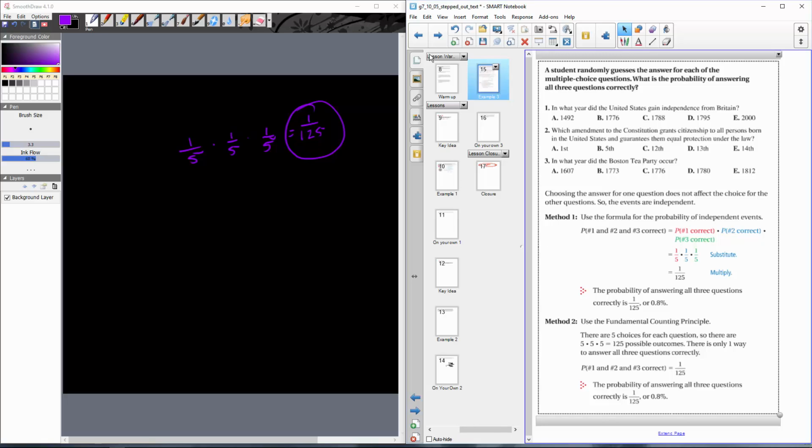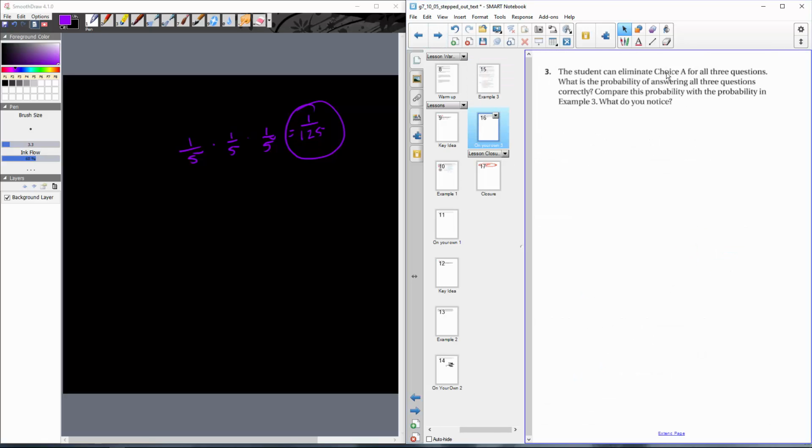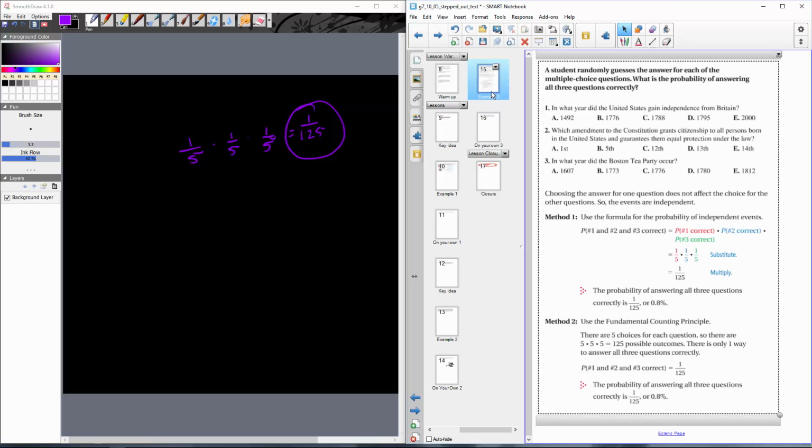So if I go through here, it says imagine that we know that letter A, or choice A, for all 3 questions is not right. We're going to eliminate those. I'm now going to go through, and instead of having 5 options, I now only have 4 options, right? So I have a 1 out of 4 times 1 out of 4 times 1 out of 4. And that would be a 1 over 64 chance. Still not a great chance, but better odds than this one.